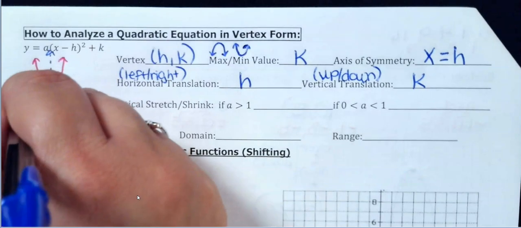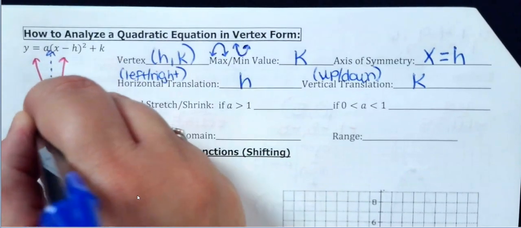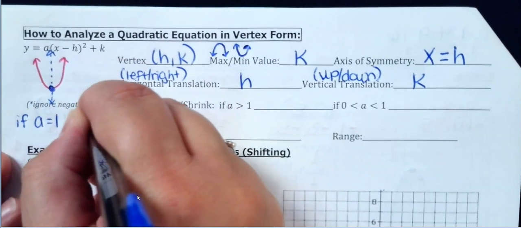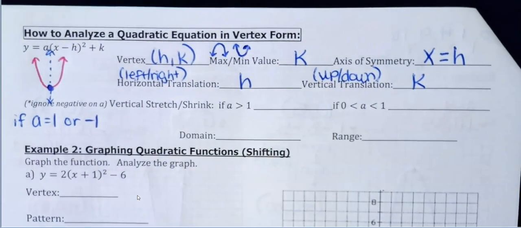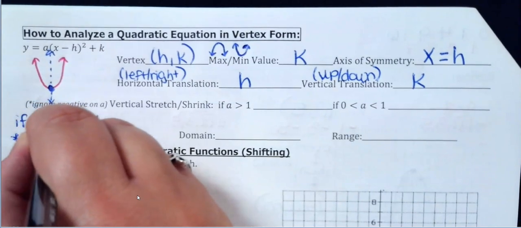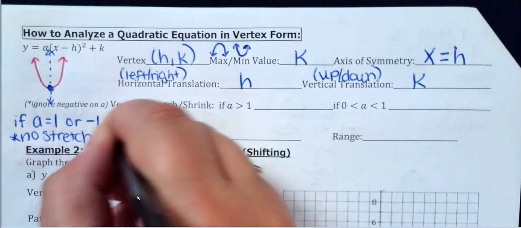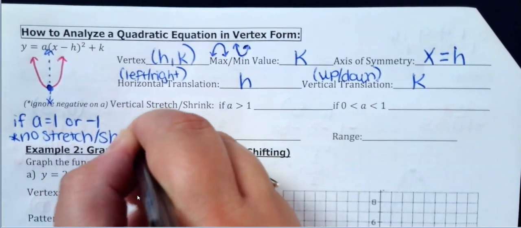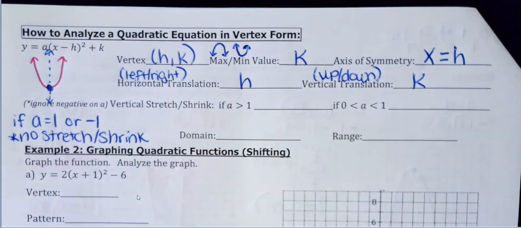And I'm going to make a tiny little note to the side before we talk about stretch or shrink. If your a value is 1 or -1, you have no stretch or shrink. That would just be considered a normal version of a quadratic, because it would just be a plain x squared or a plain -x squared if you actually had an equation. So if a is equal to 1 or -1, you don't have a stretch or a shrink.